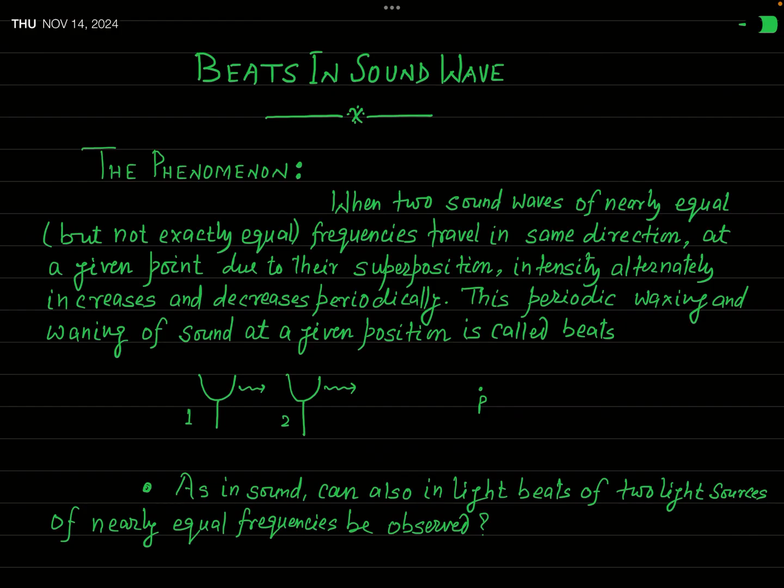So what is this phenomenon? I have mentioned here that when you consider two sound waves whose frequencies are nearly equal but not exactly equal, you will see in the last discussion point what will happen when the two waves have exactly the same frequencies. Then beats will not be produced. But if you consider two sound waves or two radio waves or two laser lights whose frequencies are nearly equal, that is slightly different, and they travel in the same direction, then in the course of motion the waves get superposed, and it is seen that the intensity increases and decreases in a periodic manner at a particular position.